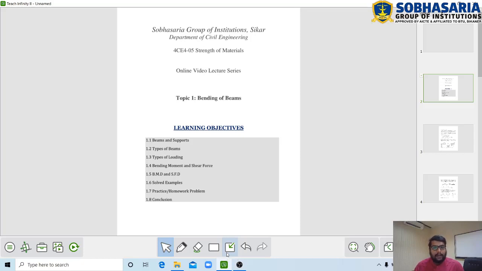Today we will be dealing with some lectures regarding the subject strength of materials. So today the topic which we will be seeing will deal with the bending of beams. In strength of materials, it's a very important topic. You should know how to draw bending moment diagrams and shear force diagrams when you analyze any case of beam analysis.